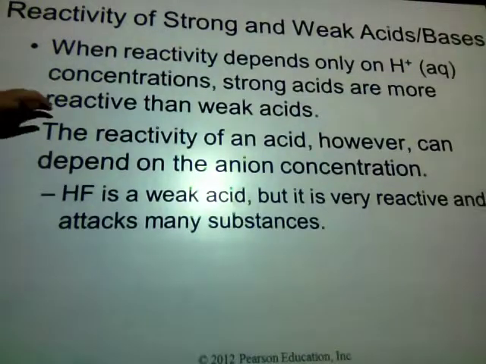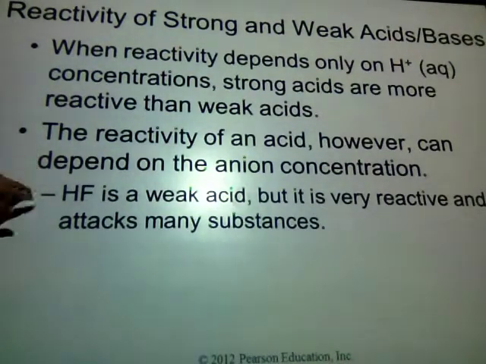Strong acids are more reactive than weak acids, because a strong acid will always completely dissociate. So that means I'm always going to get hydrogen ions whenever I dissolve a strong acid in water. But with a weak acid, I'm not going to get as many hydrogen ions because they can only partially dissociate. They won't dissociate all the way, so a weak acid will never have as many hydrogen ions as a strong acid would.